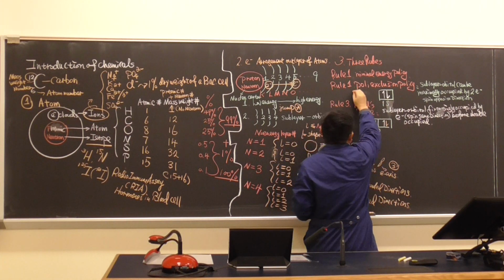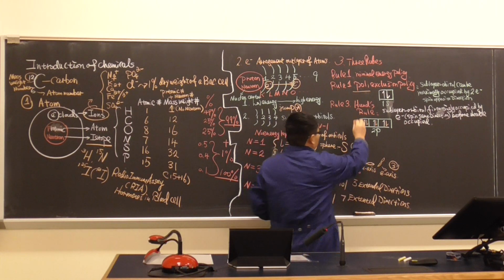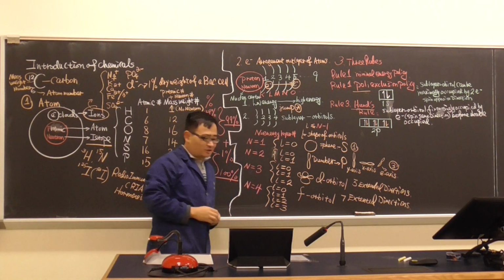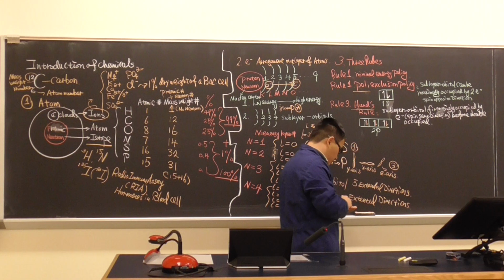Now, by the way, Pauli is an American chemist. Hund is a German chemist. This is back in the 10s or 20s. They established these rules.